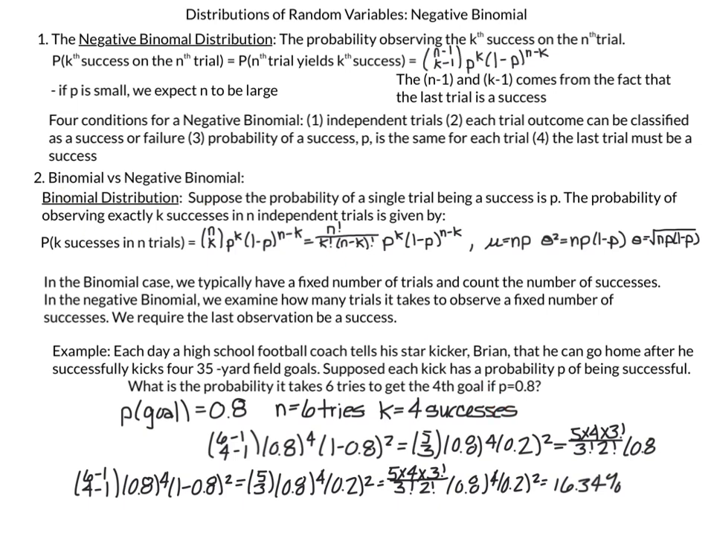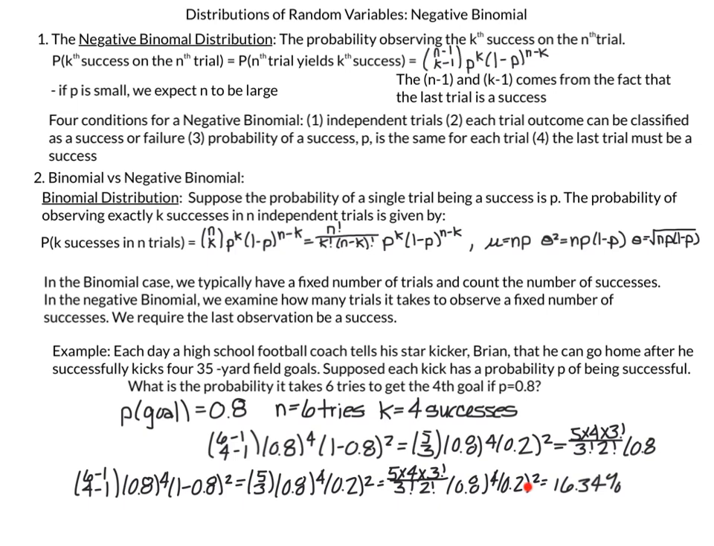So we plug it into our formula: n minus 1, that's 6 minus 1, choose k minus 1, that's 4 minus 1, probability of a success raised to the number of successes, 4, times the probability of failure, which is just 1 minus probability of success, raised to the number of failures. Well, if we have 6 tries and 4 successes, that must mean we had 2 failures. So here we have 5 choose 3, 0.8 to the 4th, 0.2 squared, which gives us 16.34%.